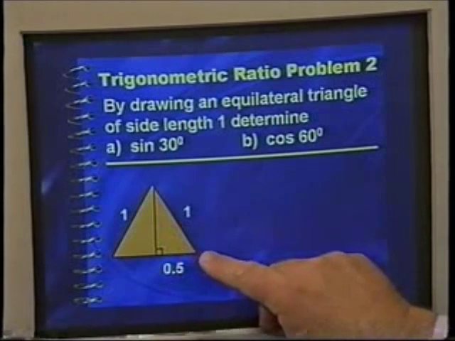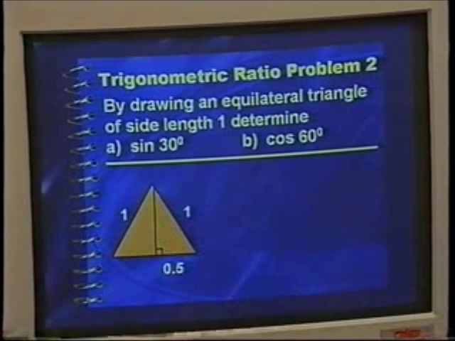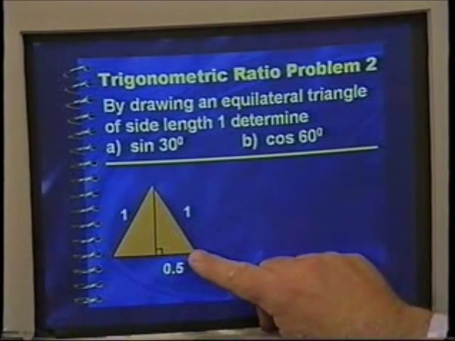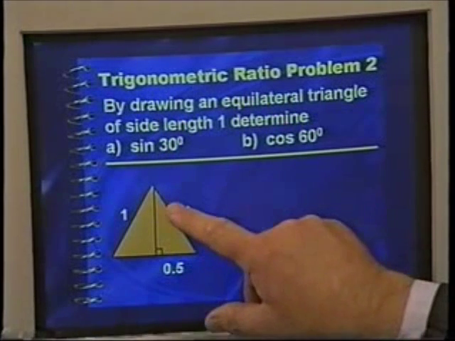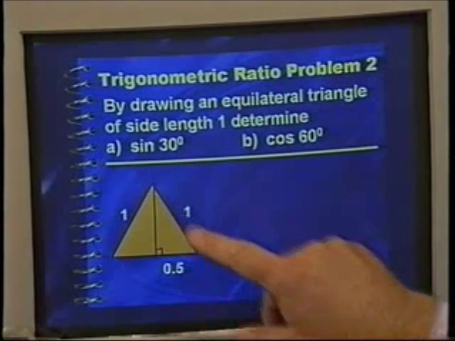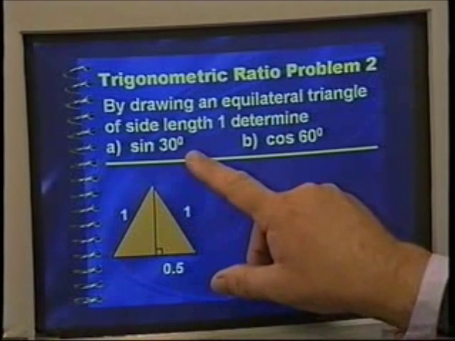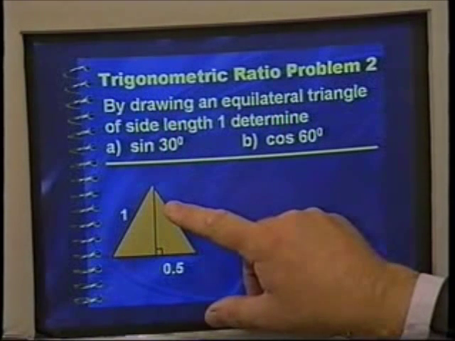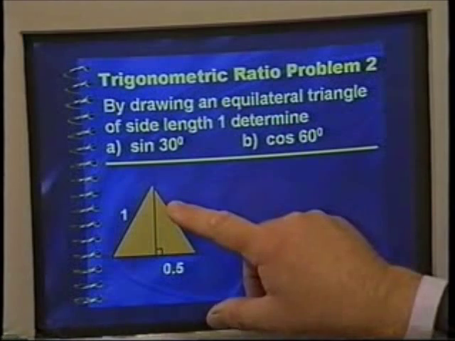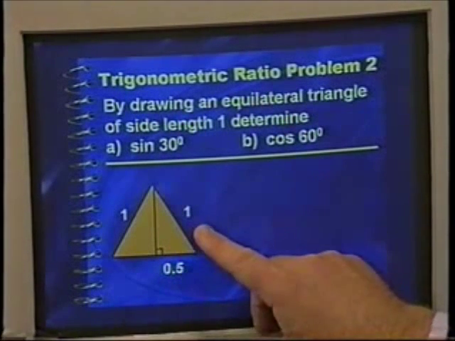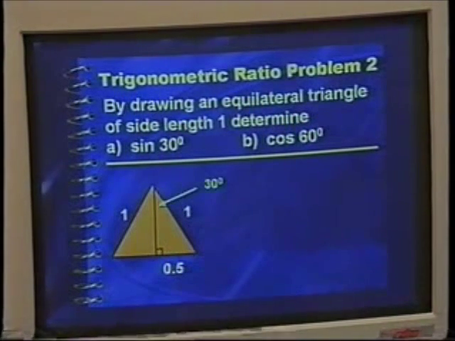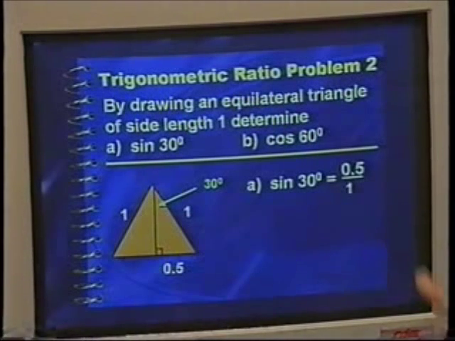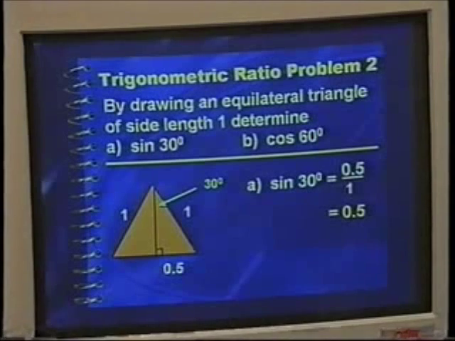So looking at this right angle triangle here, we can see that that angle must be 60 degrees and that angle must be half of 60, which is 30. So if I want to know the sine of 30, then I look in relation to this angle, I take the opposite and I divide by the hypotenuse. In other words, we get the sine of 30 degrees to be 0.5 on 1, and of course that's 0.5.